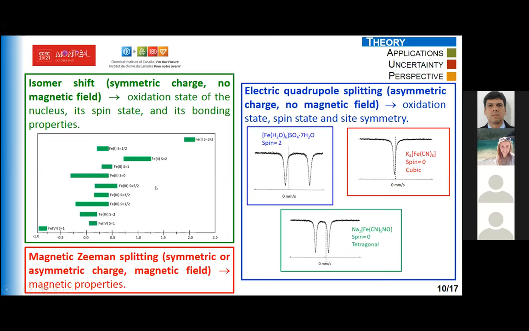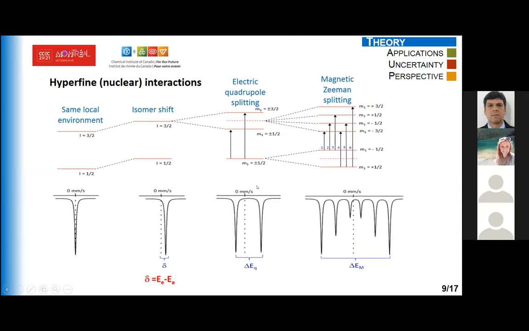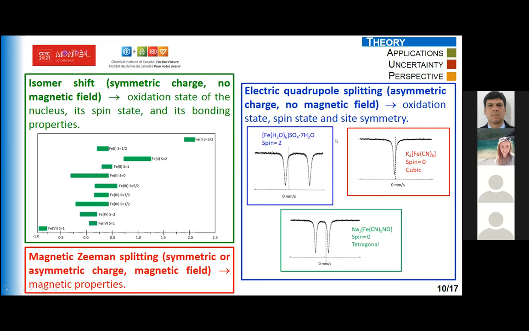The electric quadrupole splitting is related to the presence of an electric quadrupole moment in a heterogeneous electric field around the nucleus, and this type of interaction causes a split of the nuclear energy into two sublevels. These kinds of interactions give information about the oxidation states, spin states, and in particular site symmetry.